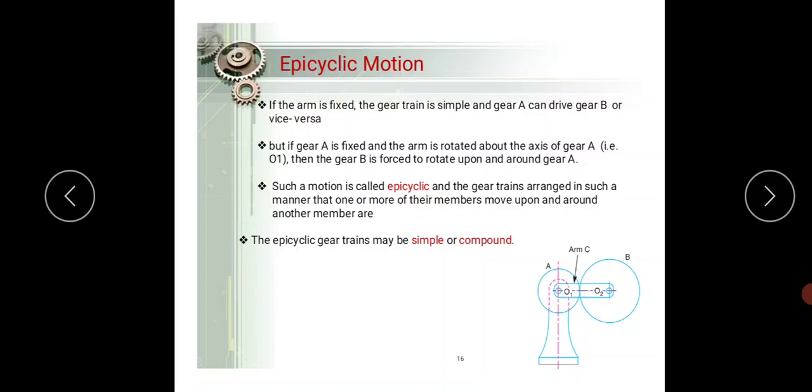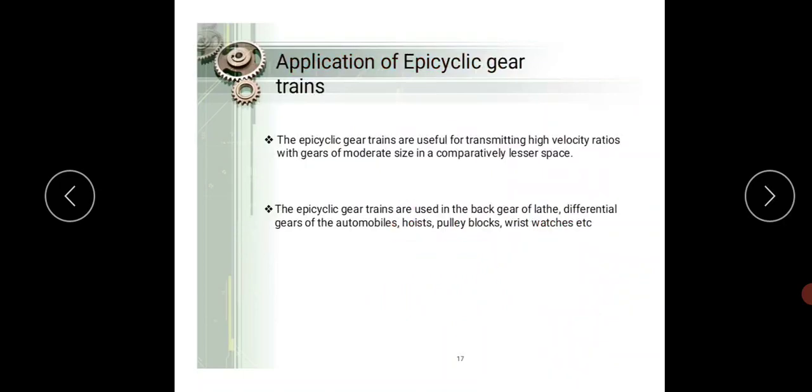The gear trains are arranged in such a manner that one or more of their members move around another member. That means one or more gears can move or rotate around another one, and this is simply called epicyclic. The epicyclic gear train may be simple or compound. These are the two types of gear trains.